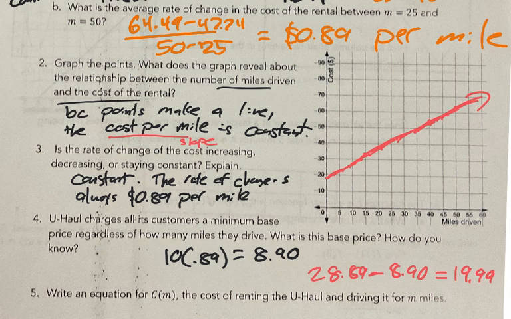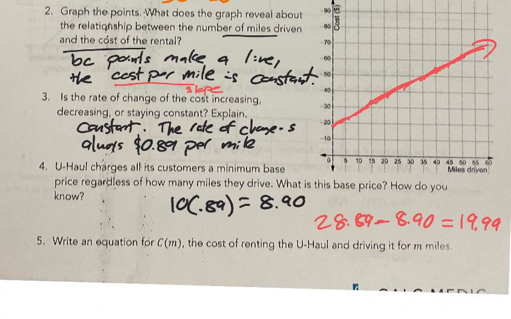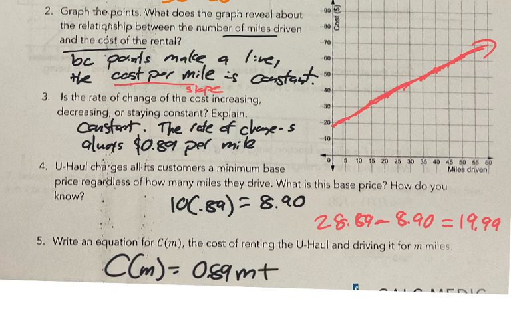Is everybody okay with that? And then the last one. Give me an equation, C of M, for the cost of renting a U-Haul and driving it M miles. C of M equals M times 0.89 plus 19.99.